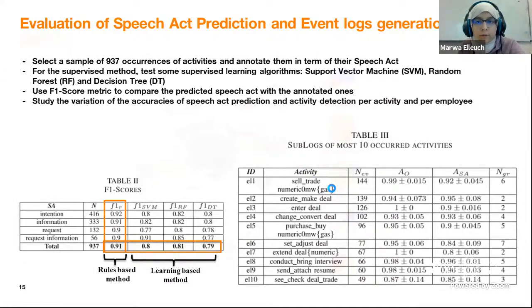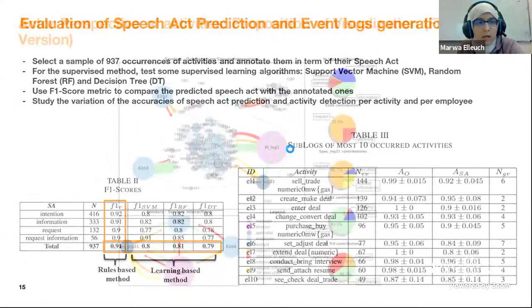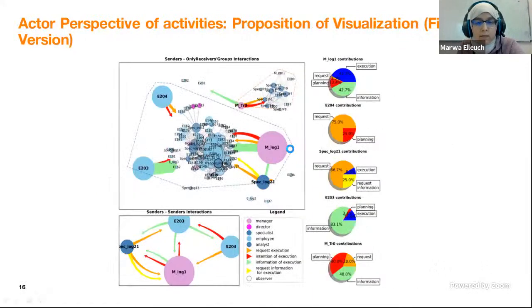Now, finally, to visualize the active perspective of each activity, we have proposed a visualization composed of 3 main graphs. In the first graph, we have illustrated the different interactions that could be made between senders and receivers. So here, each directed edge reflects the number of emails that were sent by a sender to a set of receivers but with a specific speech act, and this speech act is reflected by the color of the directed edge.